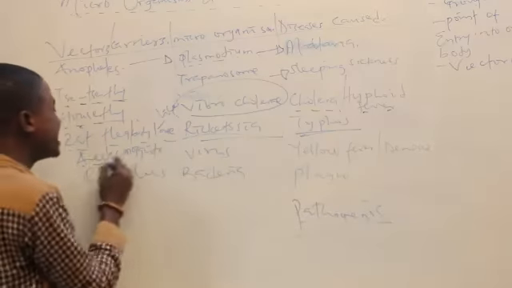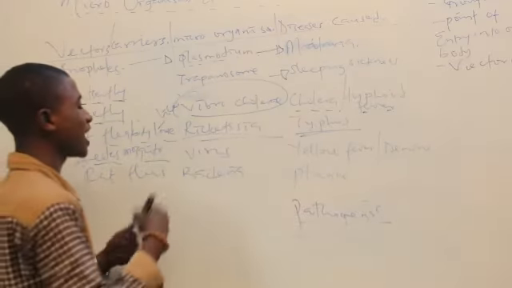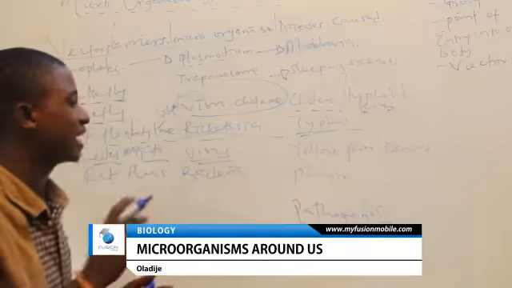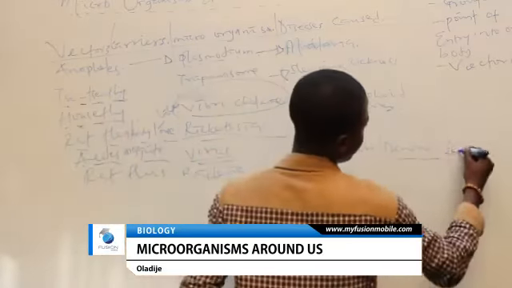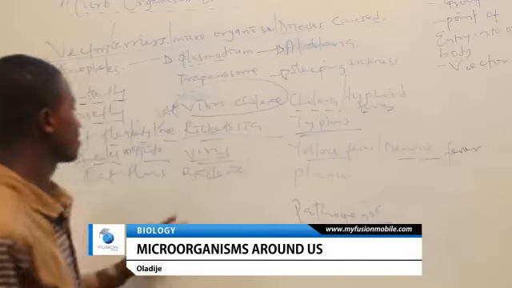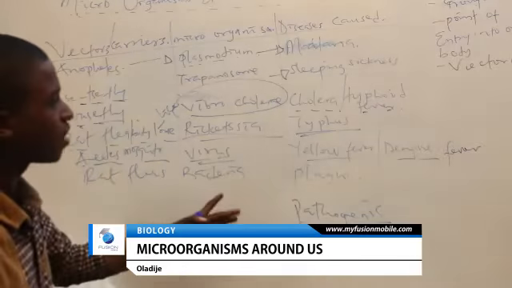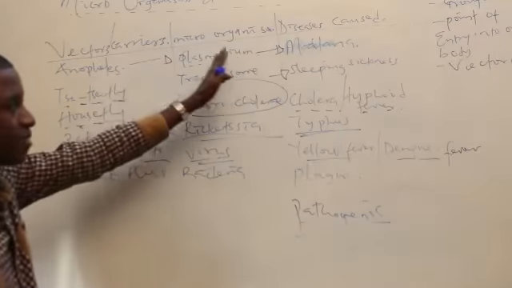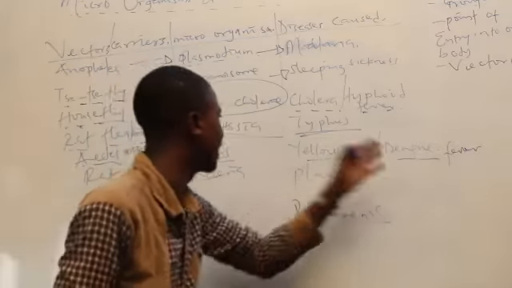Now we have the Aedes mosquito. Are you with me? We have the female Anopheles mosquito, and we have the Aedes mosquito. The Aedes mosquito carries virus. It is viral in nature, and it causes yellow fever or dengue fever. Are you with me? It causes yellow fever or dengue fever. The Aedes mosquito carries virus. The female Anopheles mosquito carries Plasmodium, causes malaria, while the Aedes mosquito causes yellow fever or dengue fever.